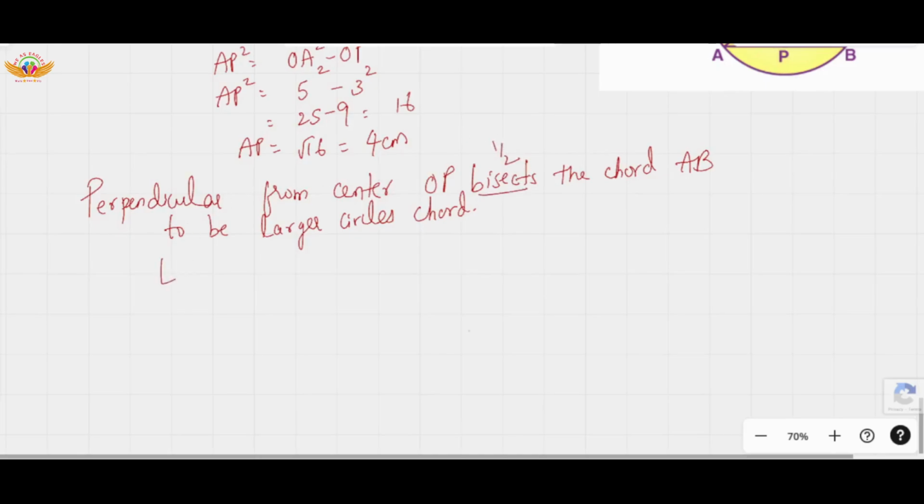Okay, so what will happen? The length of the chord AB will be equal to AP plus BP. That is equal to 4 plus 4. Bisects means equal parts. So if AP is 4, BP will also be equal to 4. That is equal to 8 centimeters. So the length of the chord AB is 8 centimeters.